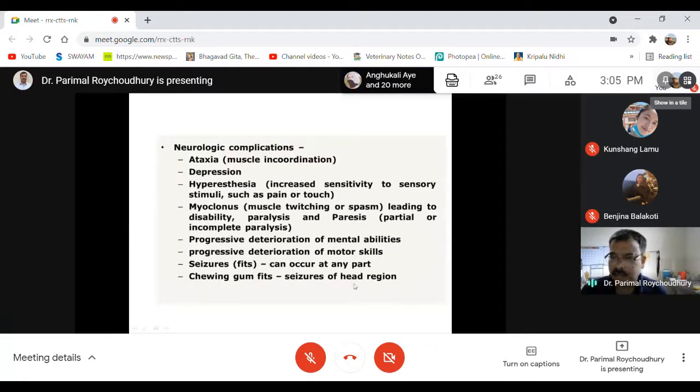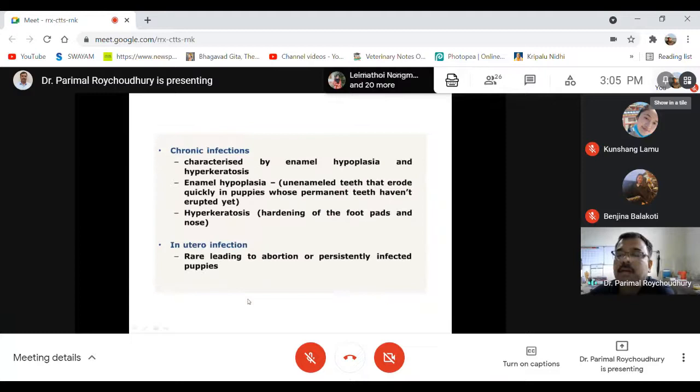There is a condition called old dog encephalitis, where the animal exhibits a chewing-gum appearance, as if the animal is chewing some chocolates or something like that. These are basically nerve incoordination produced in the animal, and deterioration of mental abilities. So these are all reflections of the neural signs and symptoms.